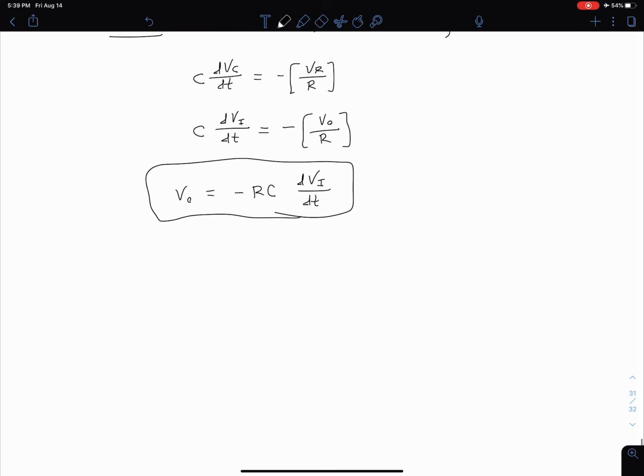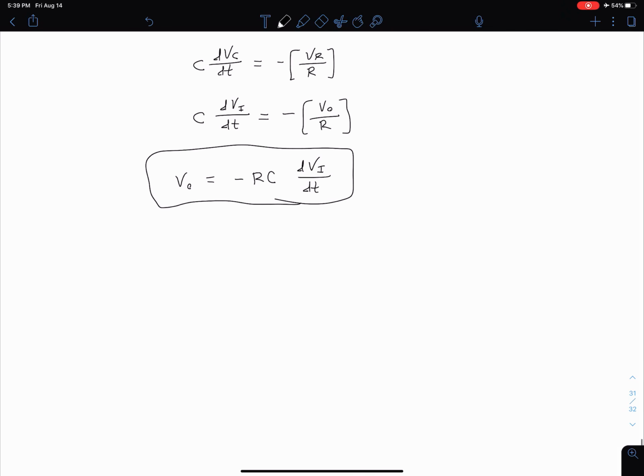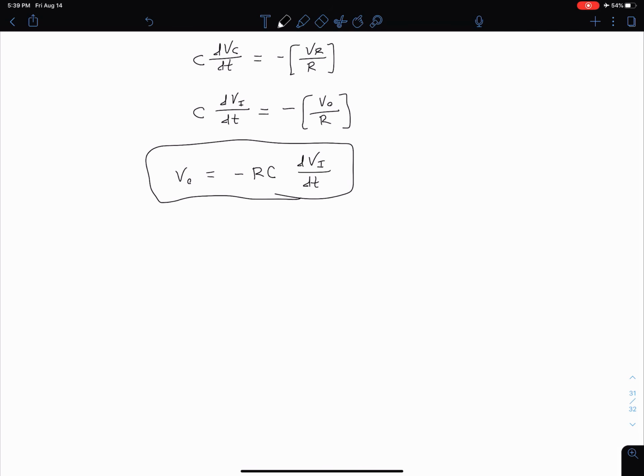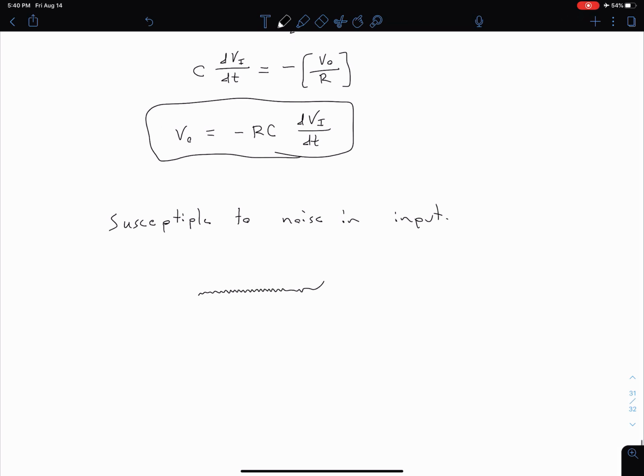One thing to note is that typically these differentiators are not used in practice because they are going to be more susceptible to noise than other types of circuits, for instance, like our integrator. So susceptible to noise in the input. And so the reason for that is maybe we have some really small amount of noise, so it's a small noise signal, so maybe in our integrator that doesn't really get picked up.